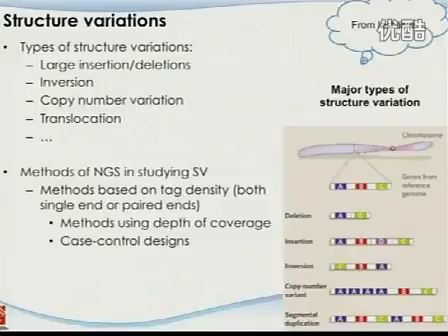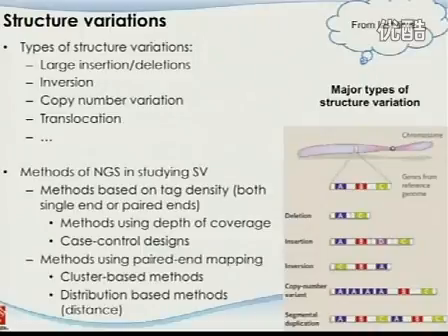And we have talked about the methods for next generation sequencing studies of structural variation. There are two general categories of methods. The first one is the methods based on tag densities, so how many reads I have for each individual location. And there are also two subcategories: the method using depth of coverage to compare different regions, and, for case control studies, to compare the same regions. So if you go back to your notes, you'll find it.